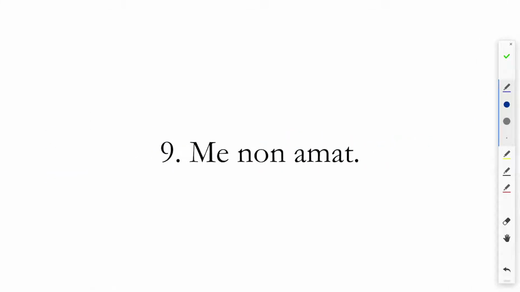Number 9, me non amat. Me is not the subject. Latin doesn't have to start out with a subject, and in this sentence, this is the direct object. As you will quickly learn, it doesn't need to express the subject. The subject in this case is contained in the verb. The stem, there's some love happening, there's some ama going on, and who is doing it? He, she, or it.